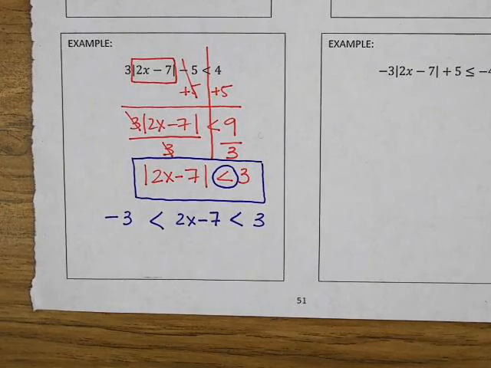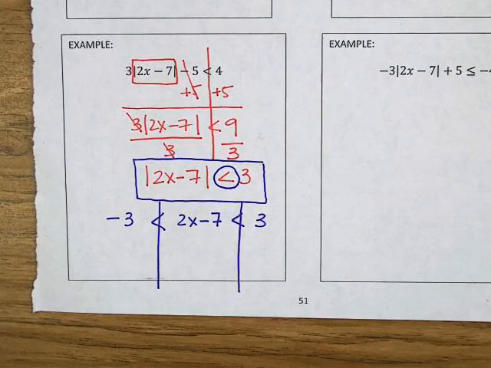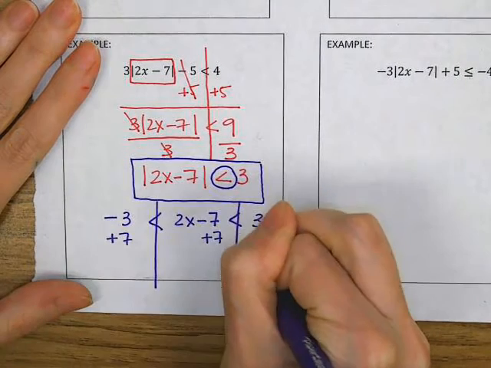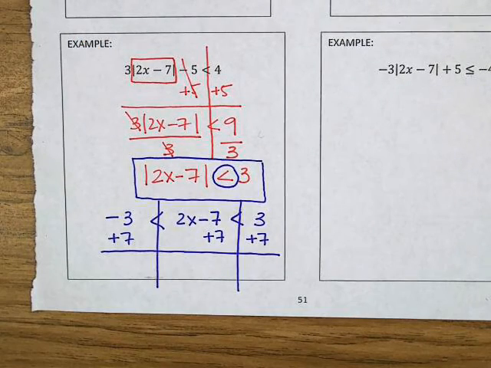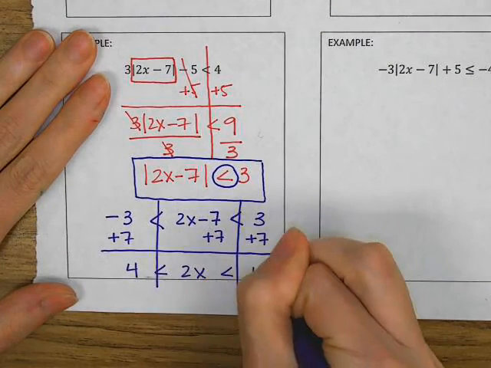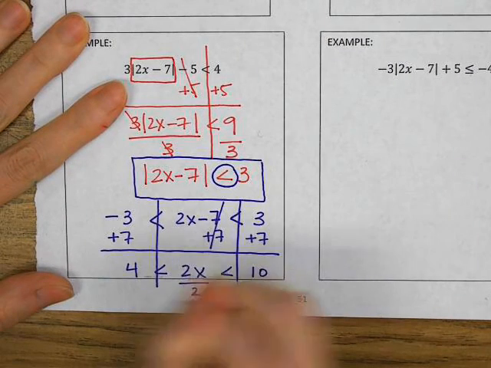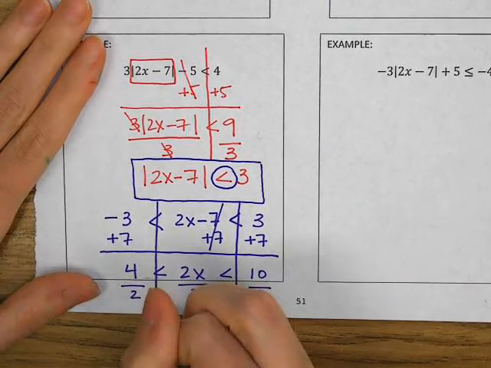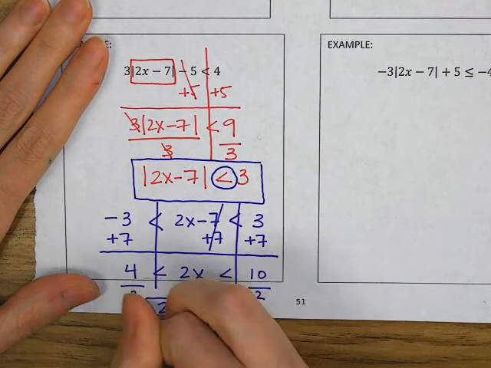All right, so to solve a sandwich, we draw a double wall, and we got to try to isolate the x in the middle. So we're going to add 7 to the middle, the left, and the right. See, nothing new. We just had to isolate first. So if you do that, we get 4 is less than 2x is less than 10. And then to officially isolate, divide by 2, divide by 2, divide by 2. And there's your answer. x is a sandwich between 2 and 5. And you could graph that if you wanted.